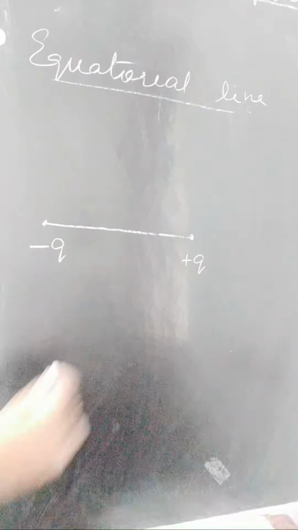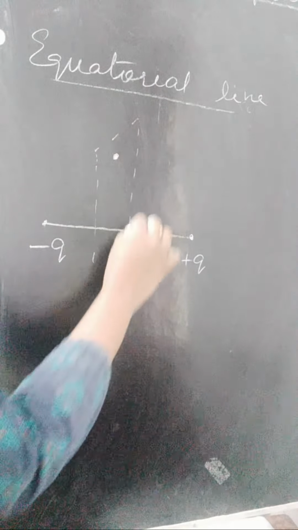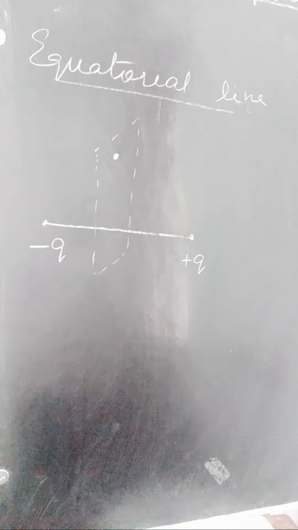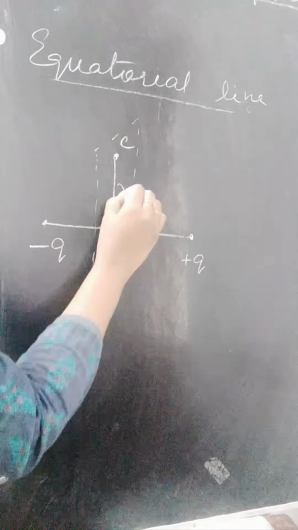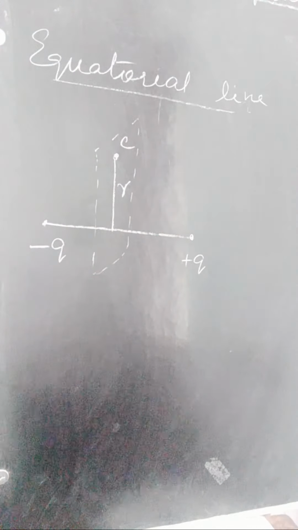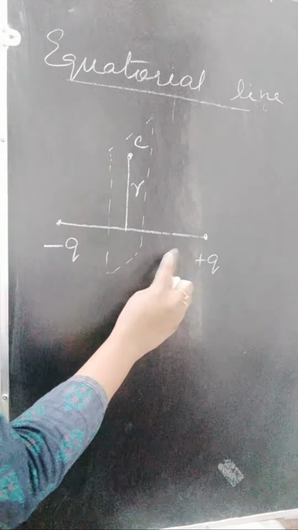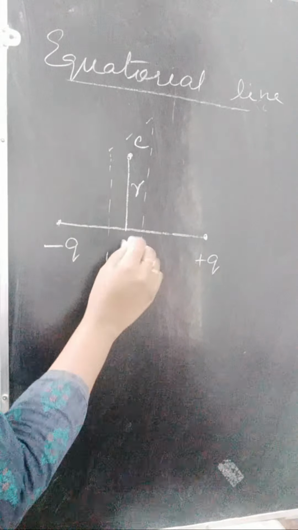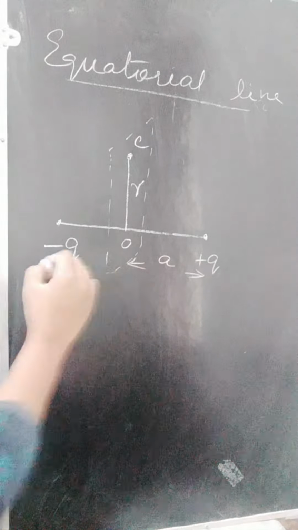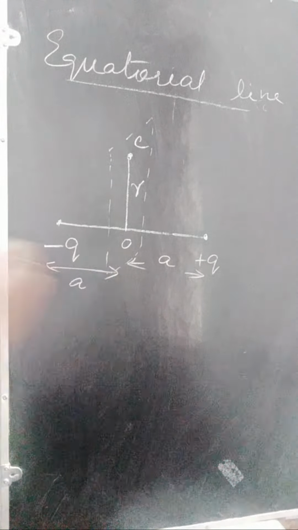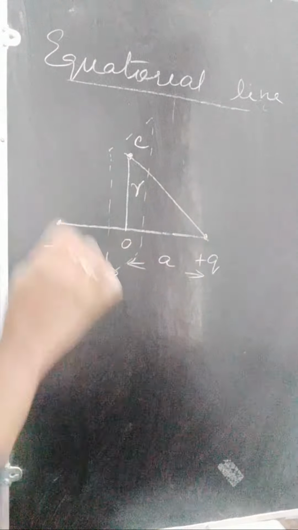Okay. Now what is the point? The point should lie on the equatorial plane. This is the equatorial line, right? Perpendicular to the axial line. Here I took the test point, and from the center, the test point is located at the distance r. If this is r, what is this value? Half of the dipole length from the center? A. Good. And what about the remaining one? This is also A only, right? Yes or no? And what about this distance? Can you say how much it will be?